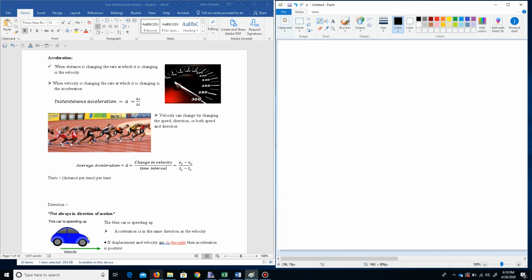Hi, this is Physics 1, Chapter 2, and this will be Part 3. We left off looking at acceleration, which is the changing of velocity.